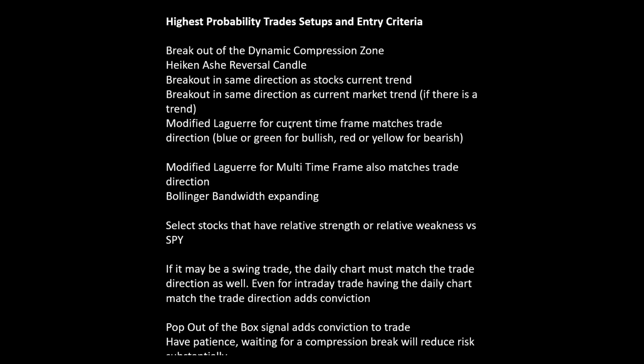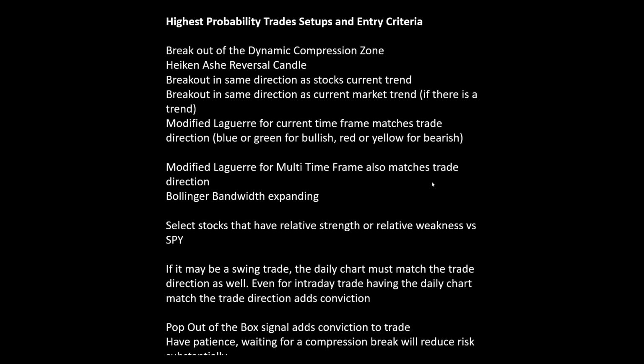And within the Compass system, we have a Laguerre oscillator that has the divergence stripped out and uses just momentum. So it's just momentum that we're looking for on the current time frame and also on multiple time frames. This is a multi-time frame Laguerre. These are very, very important indicators. They identify when the institutions are into these trades and when they're not. And we only take trades that the institutions are in. So that's basically what we look for on the high probability trade setups.